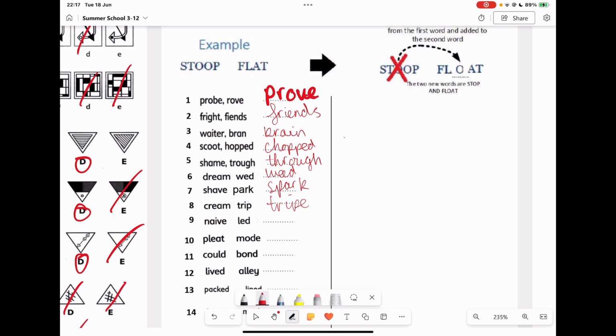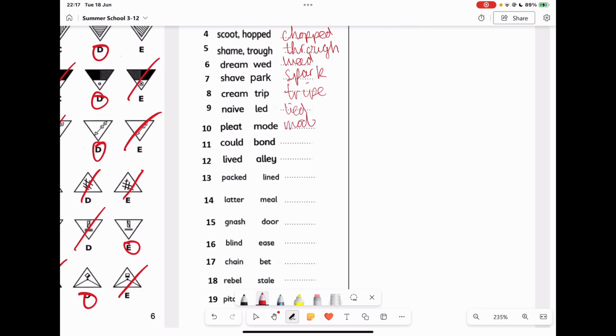Naive and lead, we'll have knave and lied. Pleat and mow, we will have Pete and model, so model. Could and bond will have bound. Lived and alley will have valley. For packed and lined, we are going to have paste and linked.